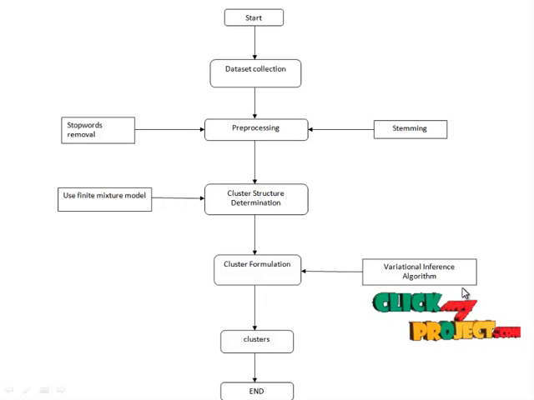Here, to produce the clusters, we use the variational inference algorithm. The algorithm finds the optimal cluster. It helps to place the correct object in the correct cluster. The clusters are produced automatically here. The number of clusters is initially unknown, so the clusters are produced automatically according to their term frequency.